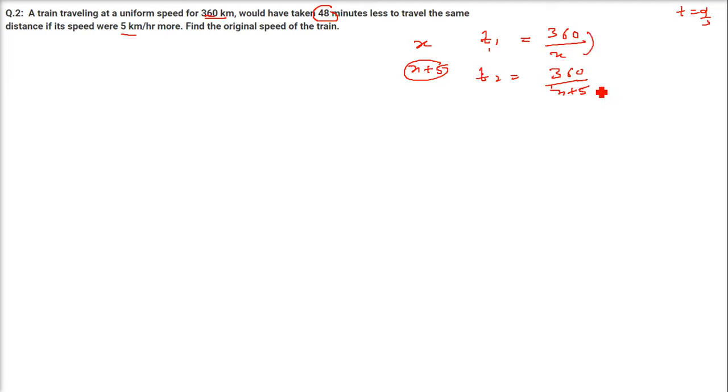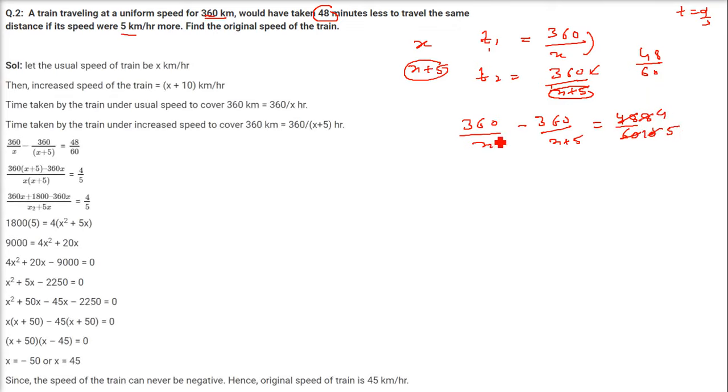So which is the bigger one? See, if the denominator is higher, then the value is lower. The higher this is, the lower this value will be. So this will be 360 by x minus 360 by x plus 5 equal to 48. 48 is in minutes, so we divide it by 60 so it will be in hours. 6 8s are 48, 6 10s are 60, so it will be 2 4s are 8, 2 5s are 10. It will be 4 by 5.